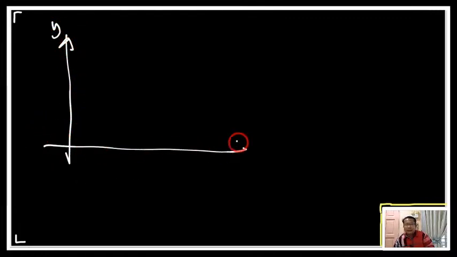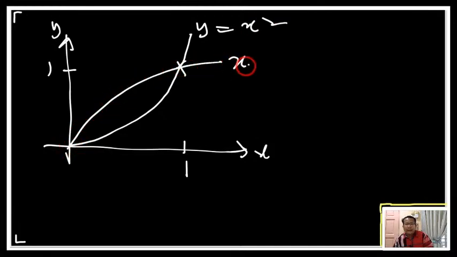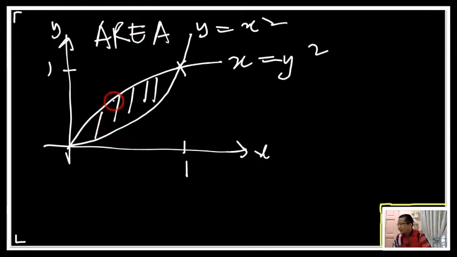Okay, so application of integration. Let's say you have this graph, y and then this one x, one here, and then the one here. You have y equal to x squared, and then you have another graph, x equal to y squared. Find the area of this shaded region. How to do this one?